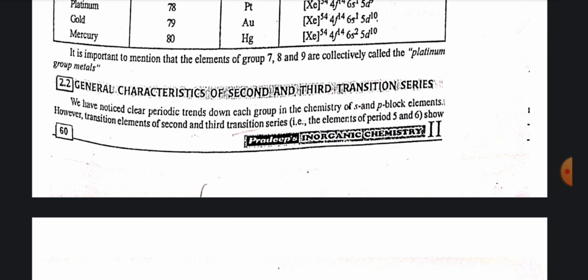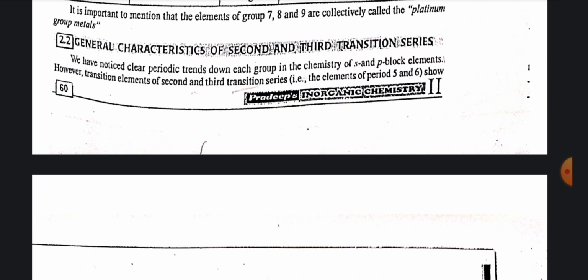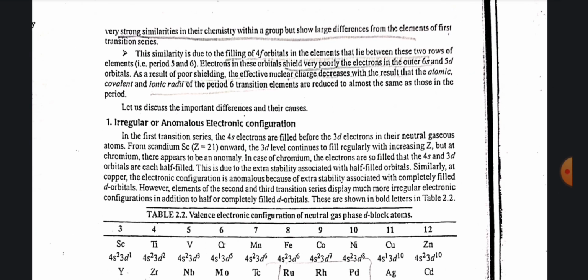General characteristic of second and third transition series. We have noticed clear periodic trends down each group in the chemistry of S and P block elements. However, transition elements of second and third transition series show very strong similarities in their chemistry within a group but show large differences from the elements of first transition series.